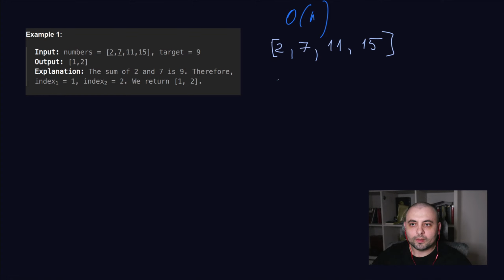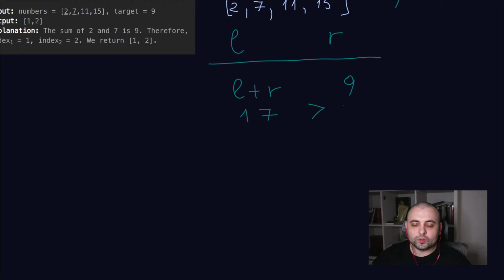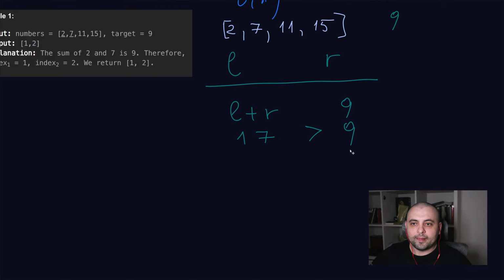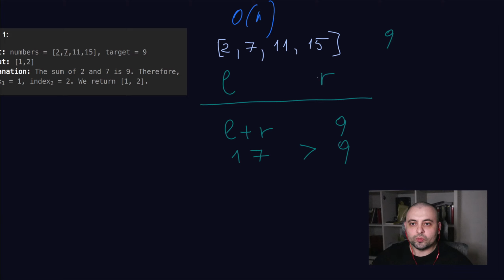So we have target being 9, because we do the following. So we start with left being 2 and right being 15. So we do the sum, left plus right, and we do a comparison with 9. So in this case we have 17, because it's 2 and 15. So we see that 17 is strictly greater than 9. This means we should move right a position on the left.